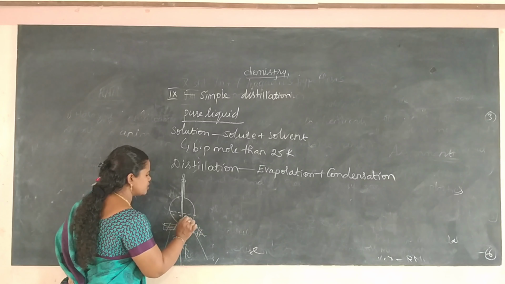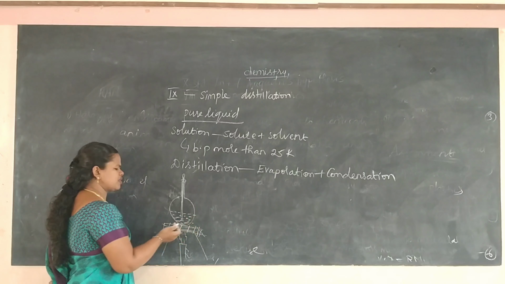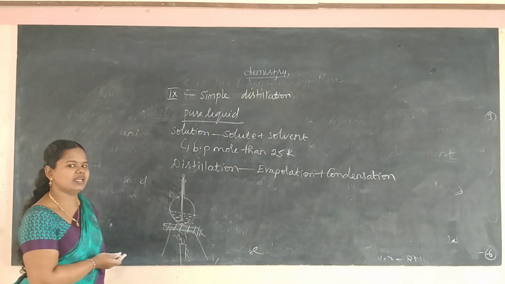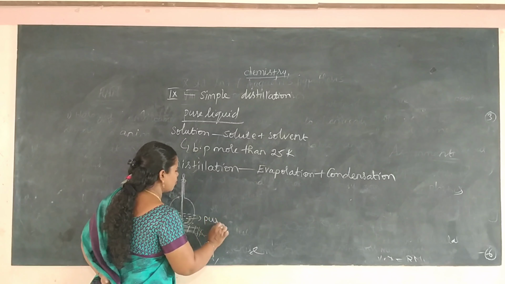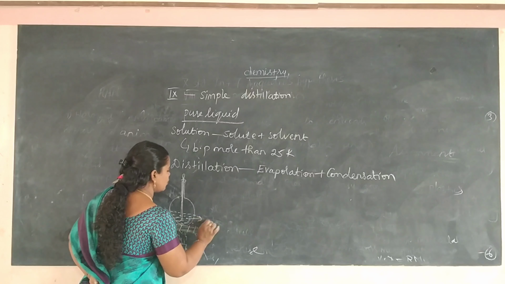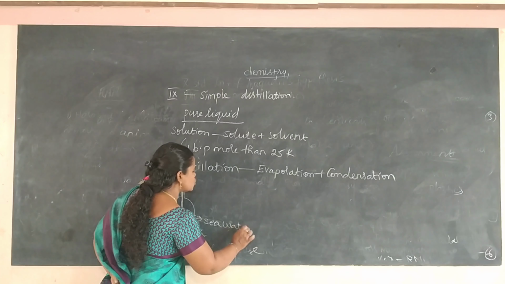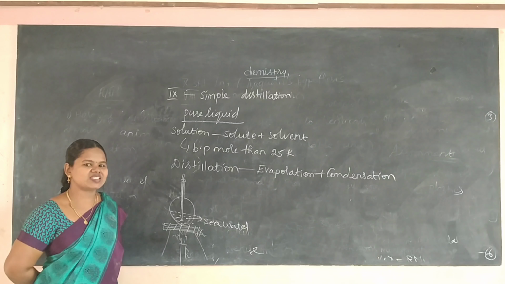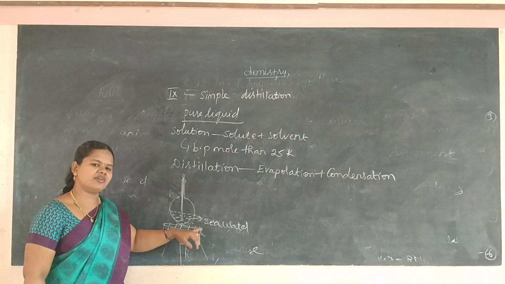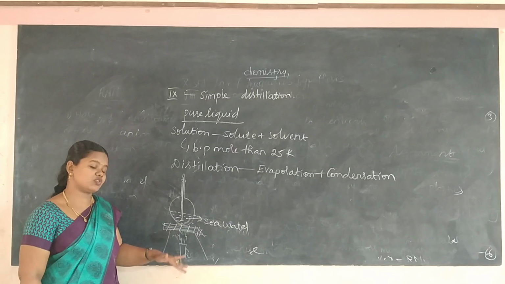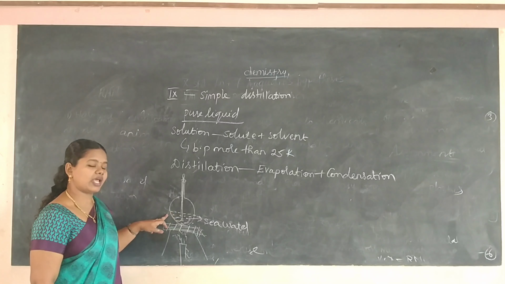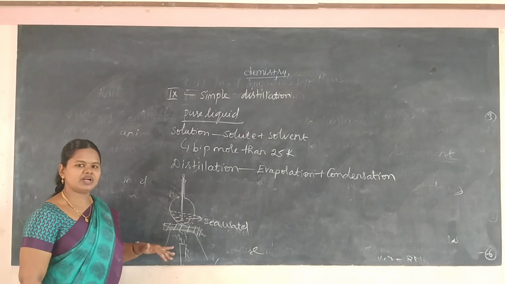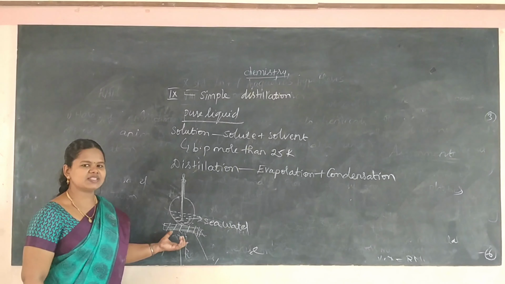Here we have two miscible liquids. We simply want to purify water. We want to get distilled water, pure water. So this is sea water. This distillation is used to separate pure water from sea water, or to distill sea water. Sea water can be converted into pure drinking water using this distillation.